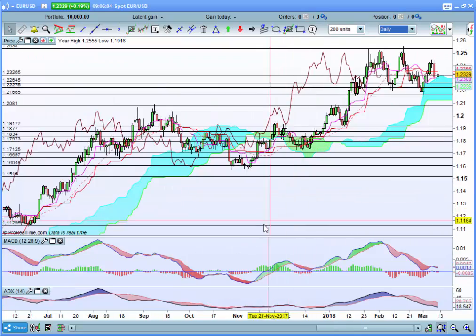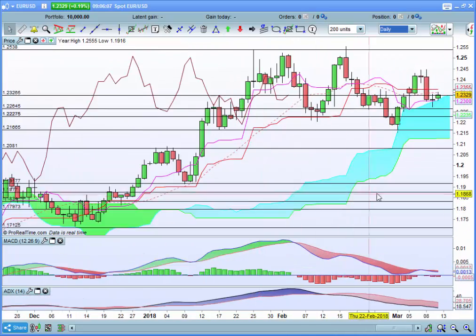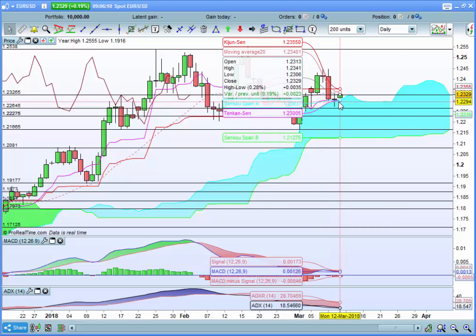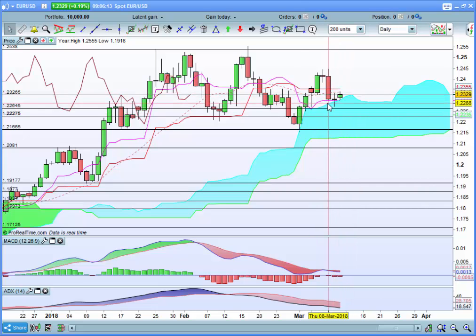Looking at the daily, we can see a spot on testing the top end cloud chart support zone. So if you see a MACD buy on the daily and you see this rebound at the cloud chart support level at the top end of the cloud, that would be a nice long entry on that signal.